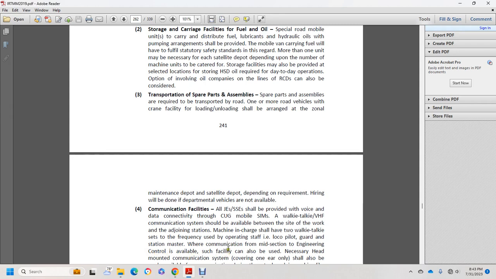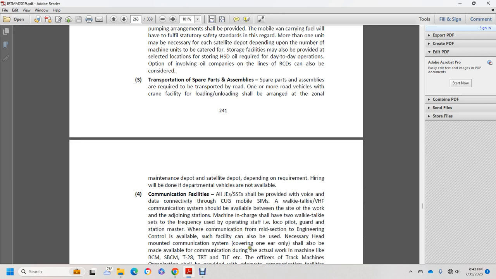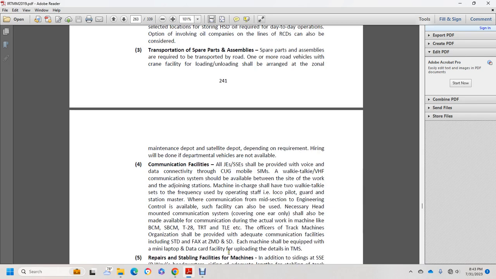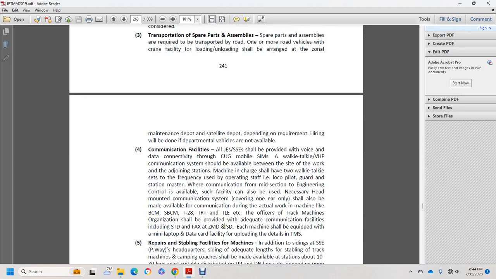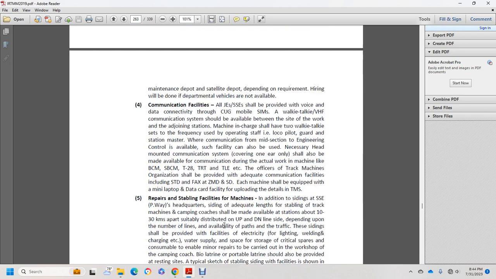communication system covering each area shall also be made available during the actual work of machines like the ballast cleaning machine, shoulder ballast cleaning machine, T28, TRT and TLE. The officer of the track machine within the organization shall provide adequate communication facility through STD and fax with the ZMD and SD. Each of the machines shall be equipped with a mini laptop and data card facility for uploading the details of track maintenance to TMS.